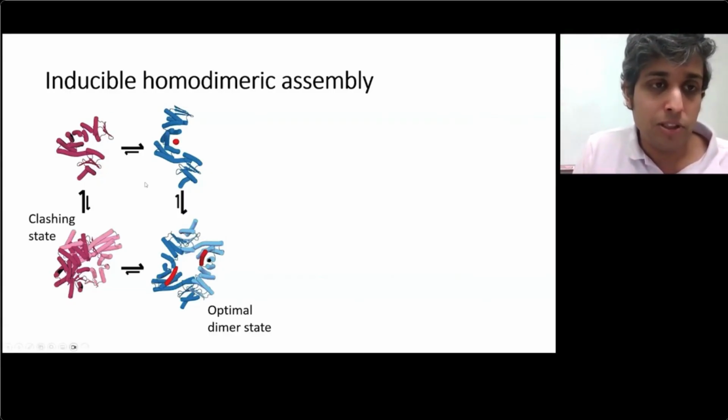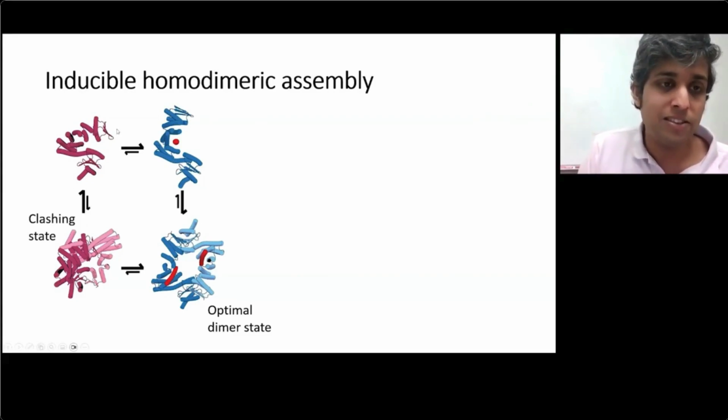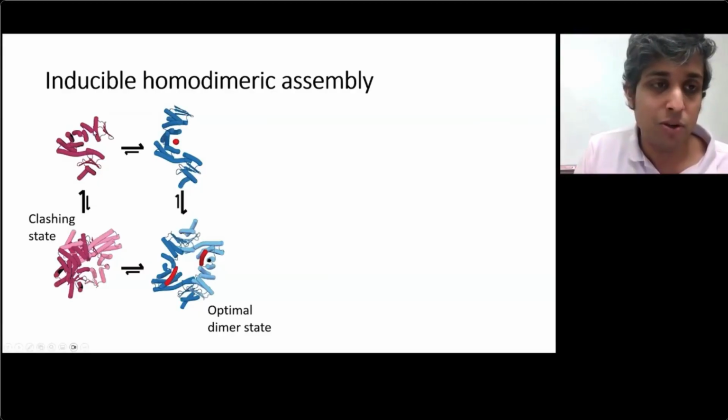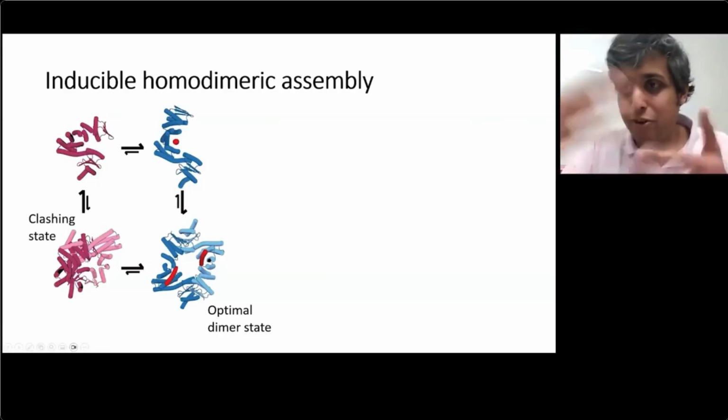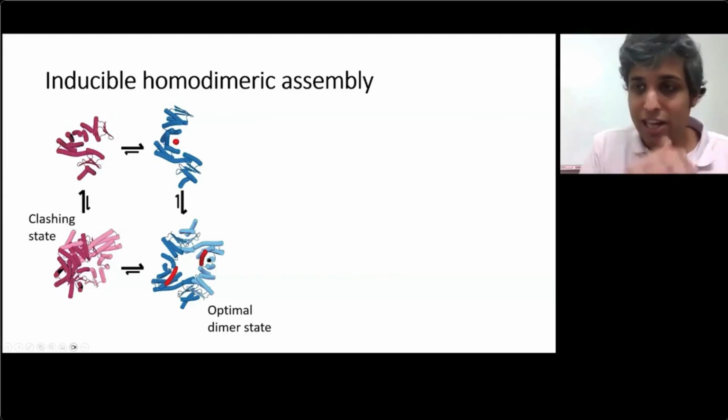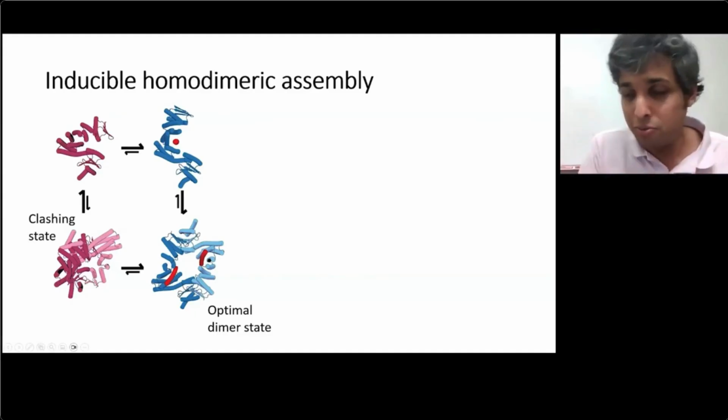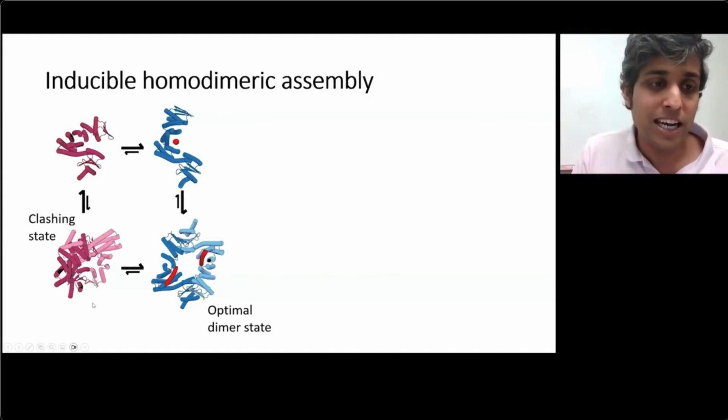Here is a system that goes between two different states, a pink state and a blue state. In the pink state, this thing has a hard time assembling with itself. It's the same category of rings made up of hinges connected to protein interaction modules. In the pink state, it has a hard time self-assembling because it clashes with itself.